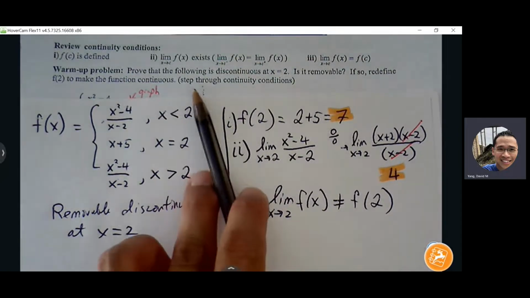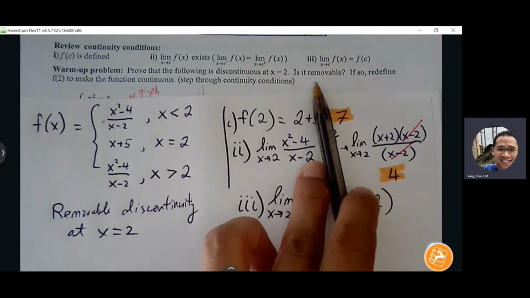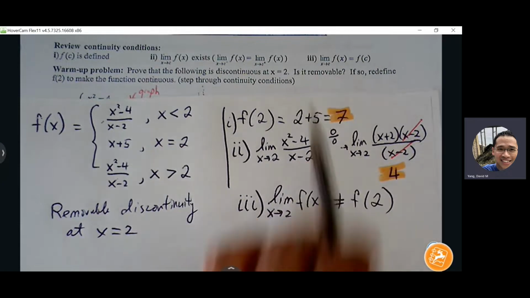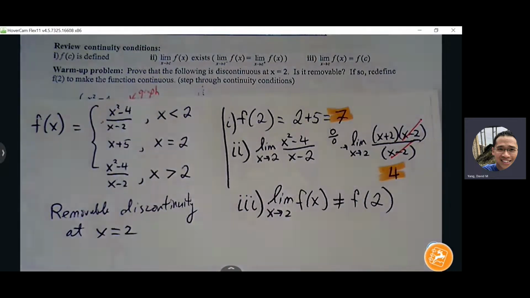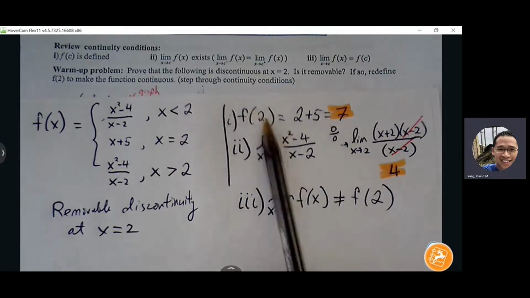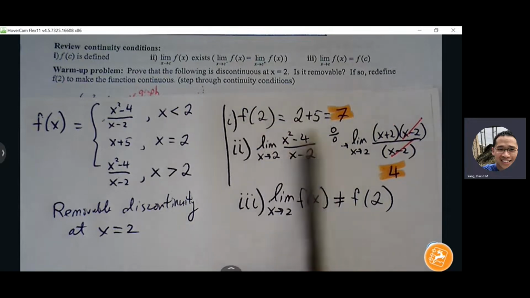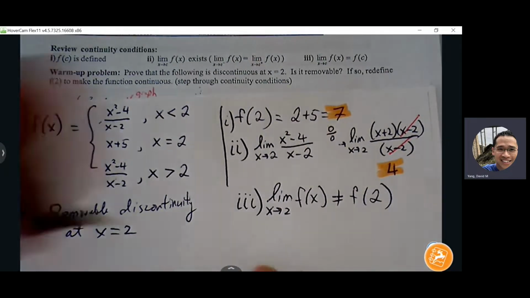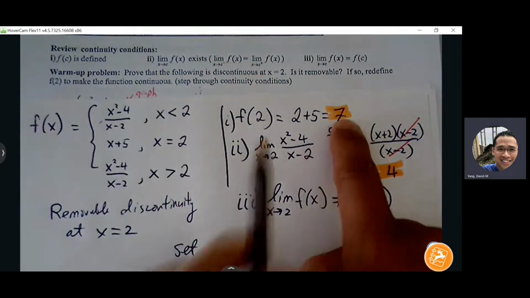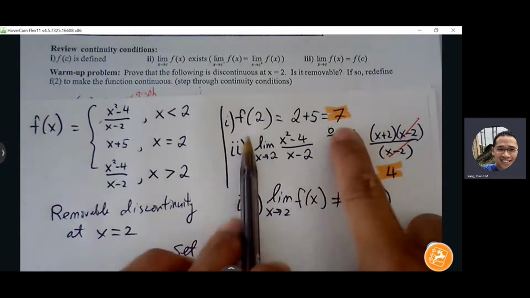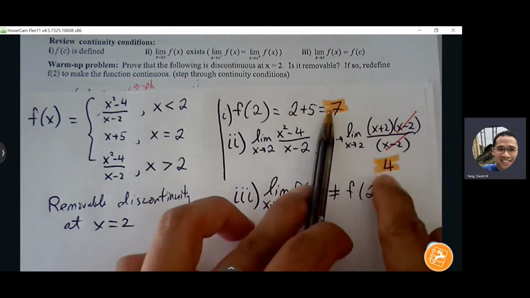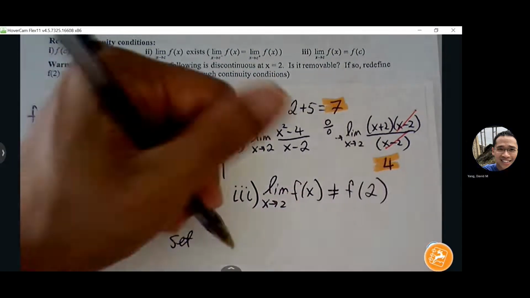Okay, so we're almost done with this problem. It's asking if it is removable. It is, right? We are able to justify that. And if it is, redefine f of 2 to make the function continuous. So we know that if there's a hole in the graph, there's only one thing that's preventing it from being continuous. So what can we do with f of 2 so that we can redefine it to make it continuous? Yeah, we just fill in, because right now that hole is not being filled, right? That point is somewhere else. So if we redefine f of 2 to be equal to 4, then we can fill in that hole.